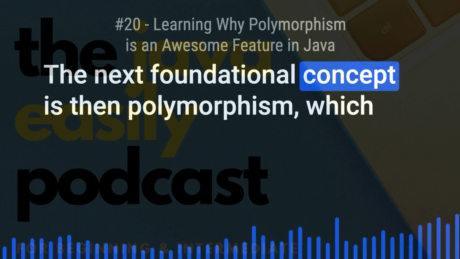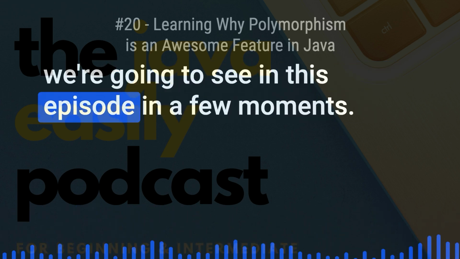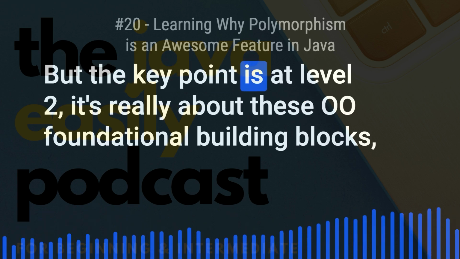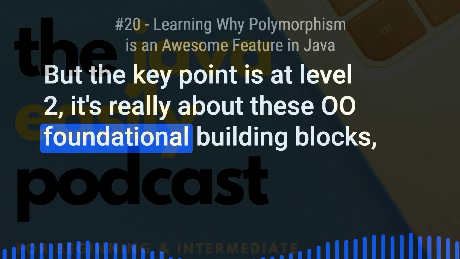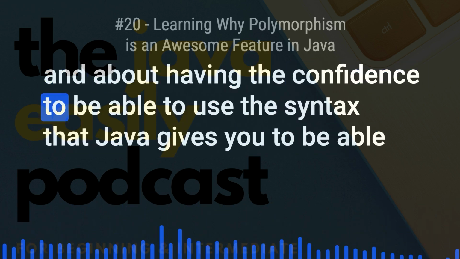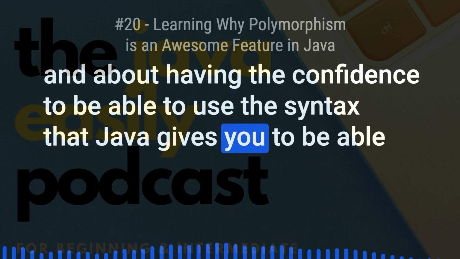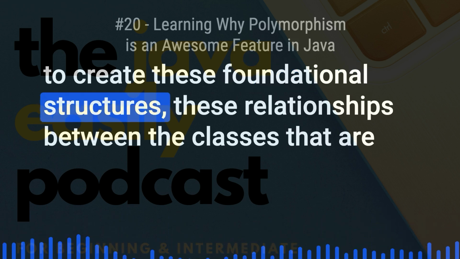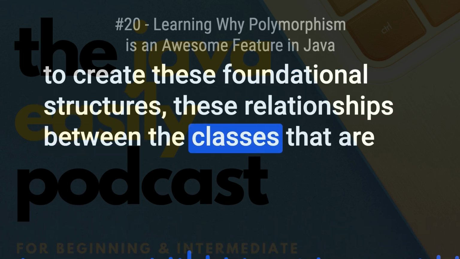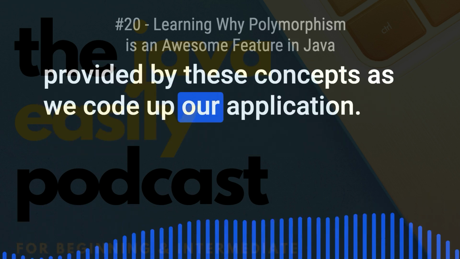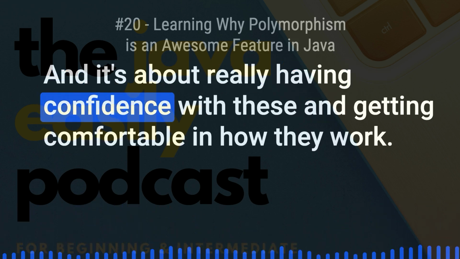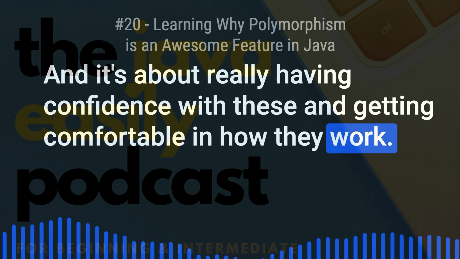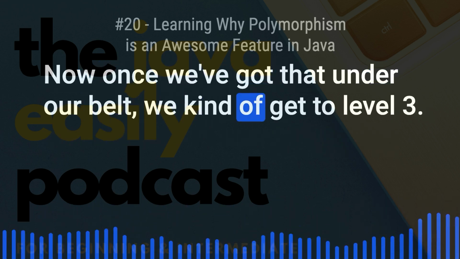The next foundational concept is then polymorphism, which we're going to see in this episode in a few moments. But the key point is that at level 2, it's really about these OO foundational building blocks and having the confidence to use the syntax that Java gives you to create these foundational structures, these relationships between the classes that are provided by these concepts as we code up our application. It's about really having confidence with these and getting comfortable in how they work. Now, once we've got that under our belt, we get to level 3.